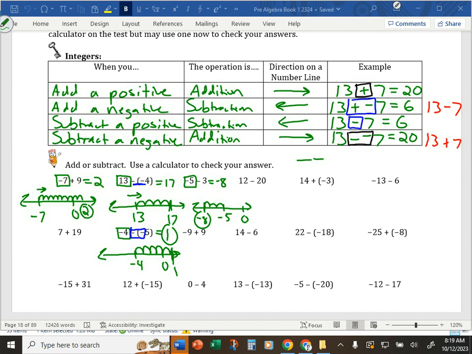Okay. Questions on this? Are we doing both pages? We'll see. James. Also, negative 25 plus negative 8.